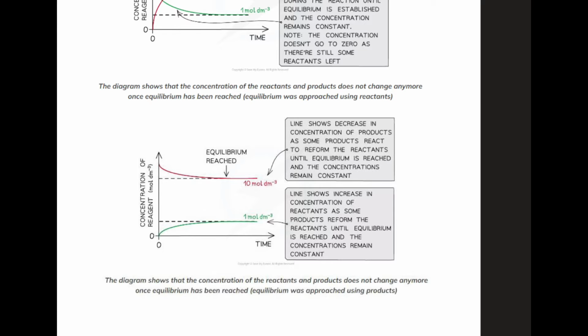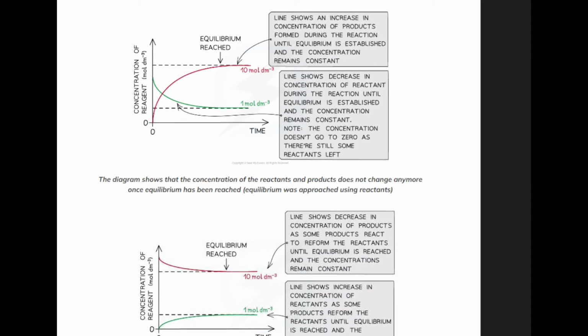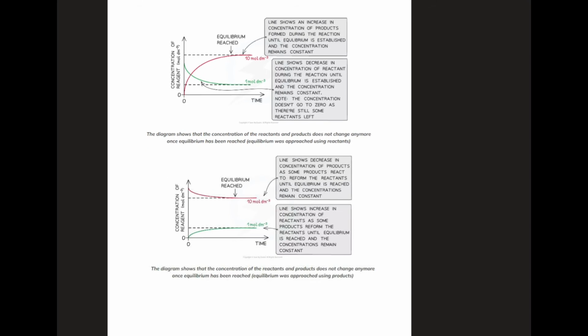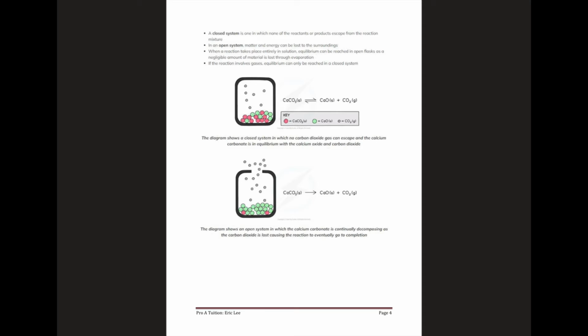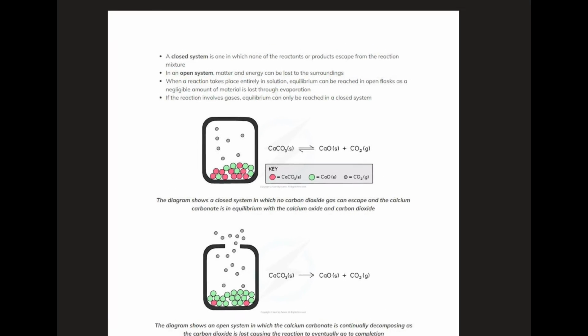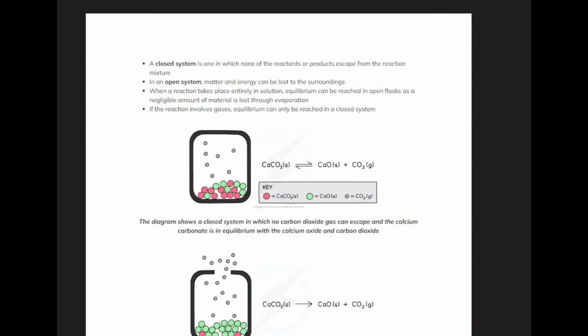This one is forward. Forward will be like this, where the reactant decreases. Okay, so the top one is forward reactions. Reactant decreases, products increases. So two types of situation here, two types of graphs. And let's move on. Just now they mentioned a closed system also, if you still remember.